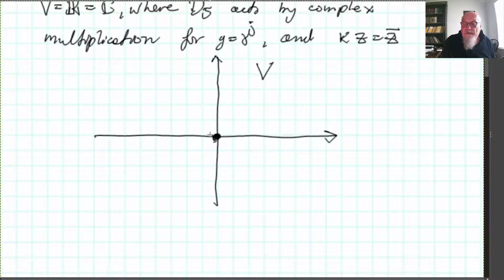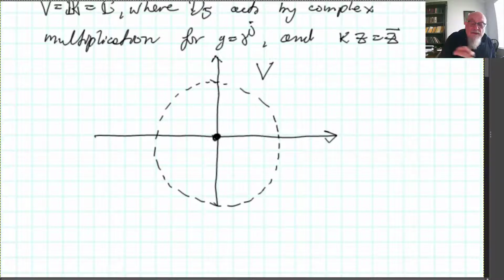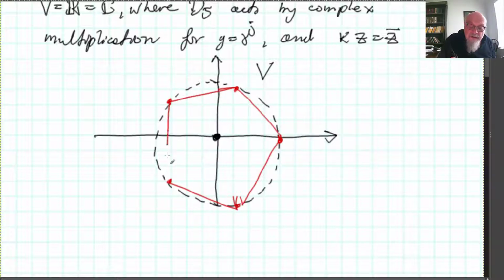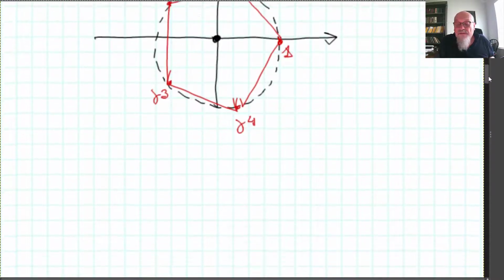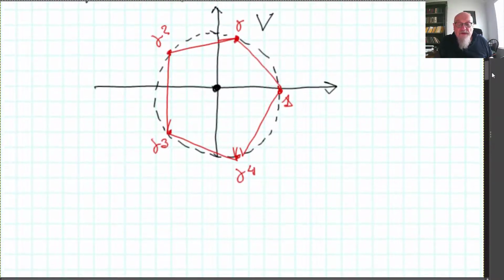Here we have 0, and of course this is D5, so let me make a little circle. We know those are the rotations that are related to a pentagon. So I have here a pentagon, and it looks like this. Symmetries of a pentagon, and that's a unit circle. So this vertex is gamma, this one is gamma squared, gamma 3, and gamma 4. Now let's find out what is the character of this representation.